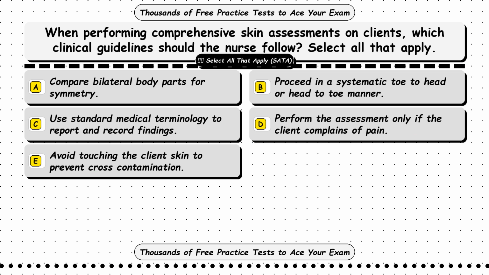Question 133. When performing comprehensive skin assessments on clients, which clinical guidelines should the nurse follow? Select all that apply. Option A. Compare bilateral body parts for symmetry. Option B. Proceed in a systematic toe-to-head or head-to-toe manner. Option C. Use standard medical terminology to report and record findings. Option D. Perform the assessment only if the client complains of pain. Option E. Avoid touching the client's skin to prevent cross-contamination.